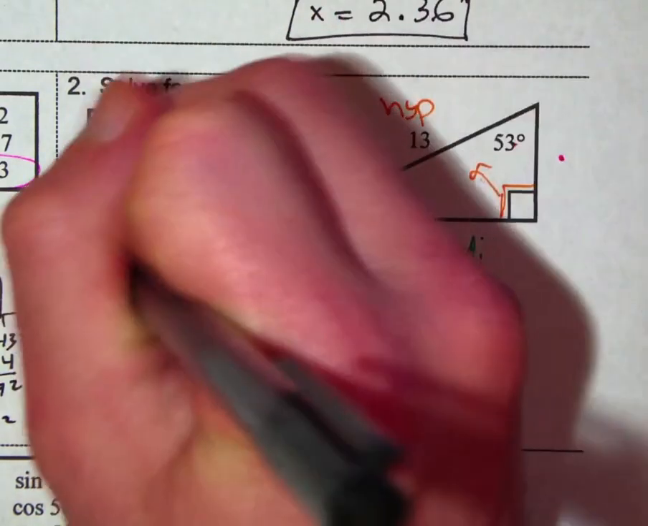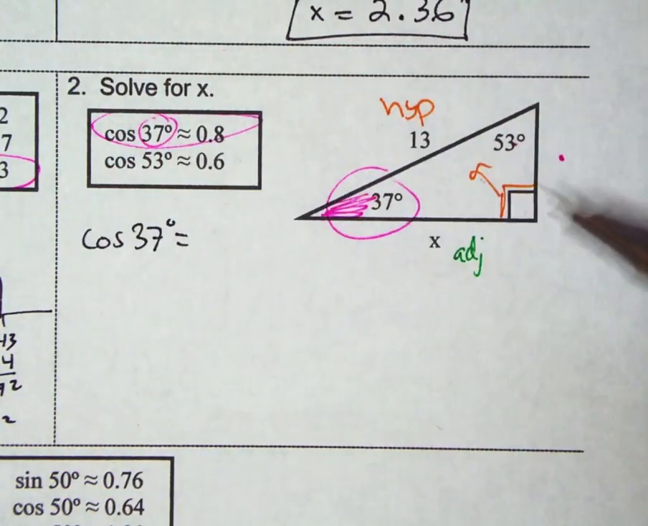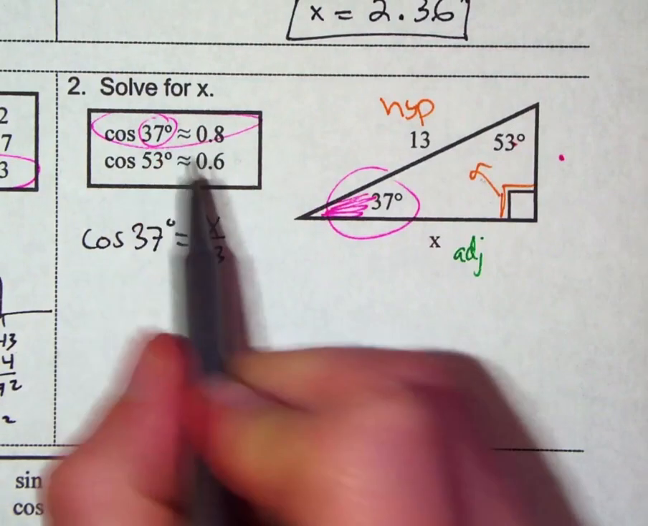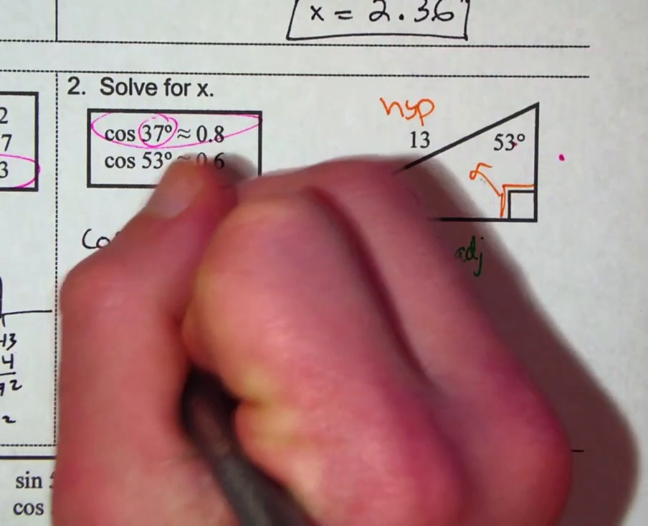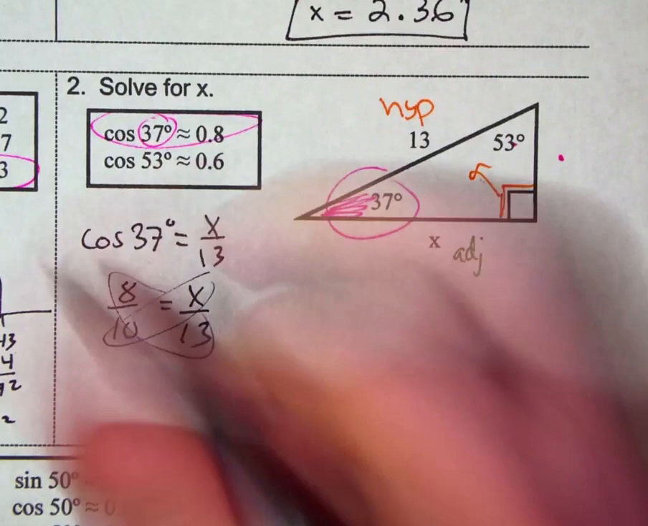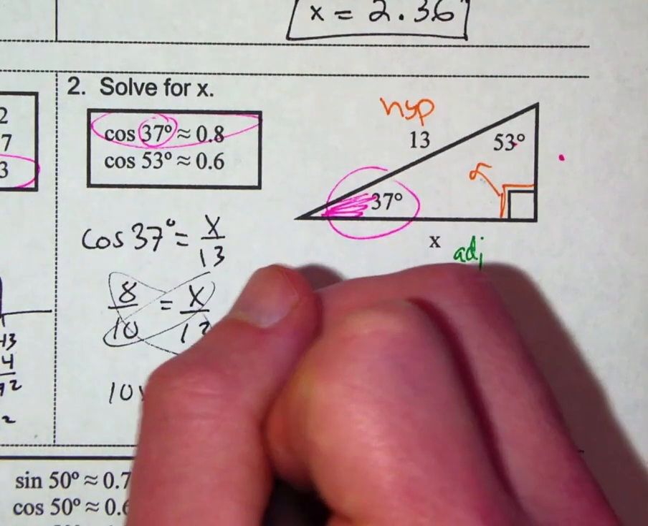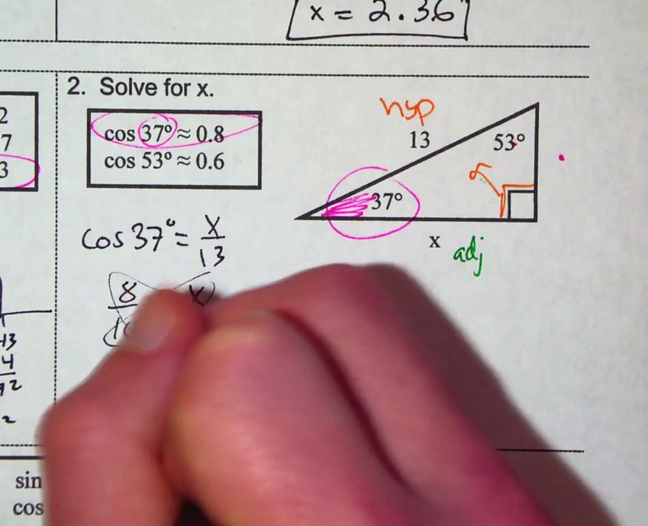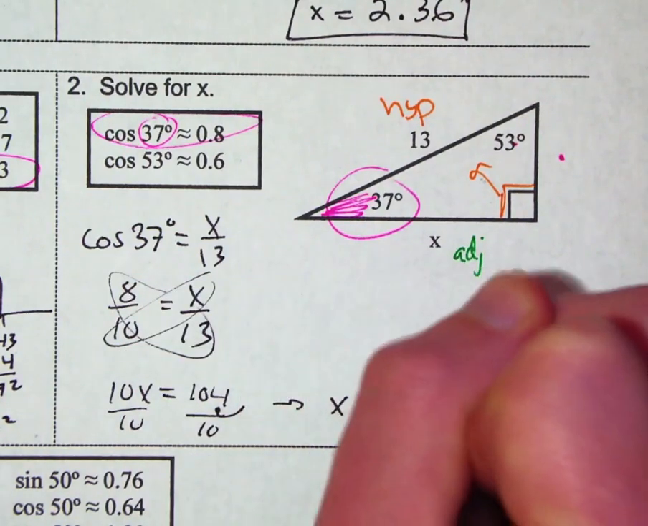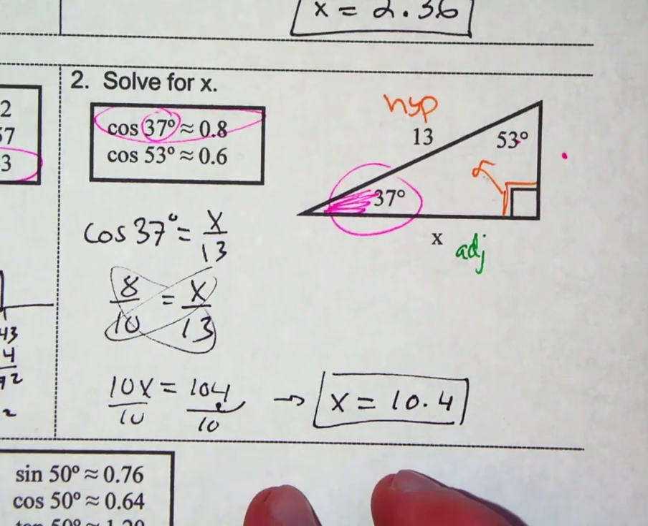And that way I'll have cosine of 37 degrees in this case is equal to what? It's equal to x over 13. But cosine of 37 is 8/10. Go ahead and cross multiply. You could reduce, but I want to divide by 10 later, so that's going to be 80 and 24 is 104. Let's divide both sides by 10, move the decimal point, and therefore x is equal to 10 and 4/10. A little more reasonable, that one, than the other.